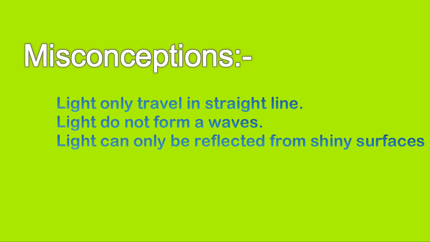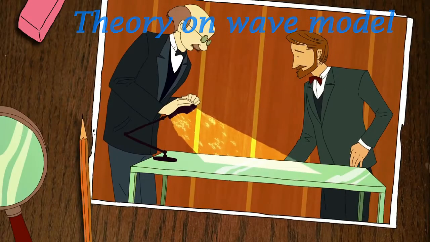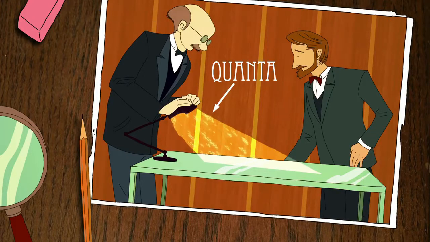Light does not form a wave. Light can only be reflected from shiny surfaces. Now I explain the theory on the wave model for light. Many scientists proposed a wave theory of light based on experimental observations, including Robert Hooke, Christian Huygens, and Leonhard Euler.